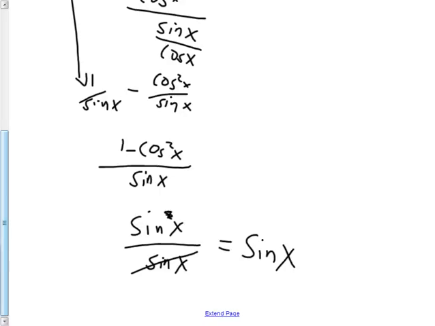Then it's a proof. Otherwise, it was a simplify problem. If it's a proof, you have to end that way. Say this equals this. That's a proof. All right, question?